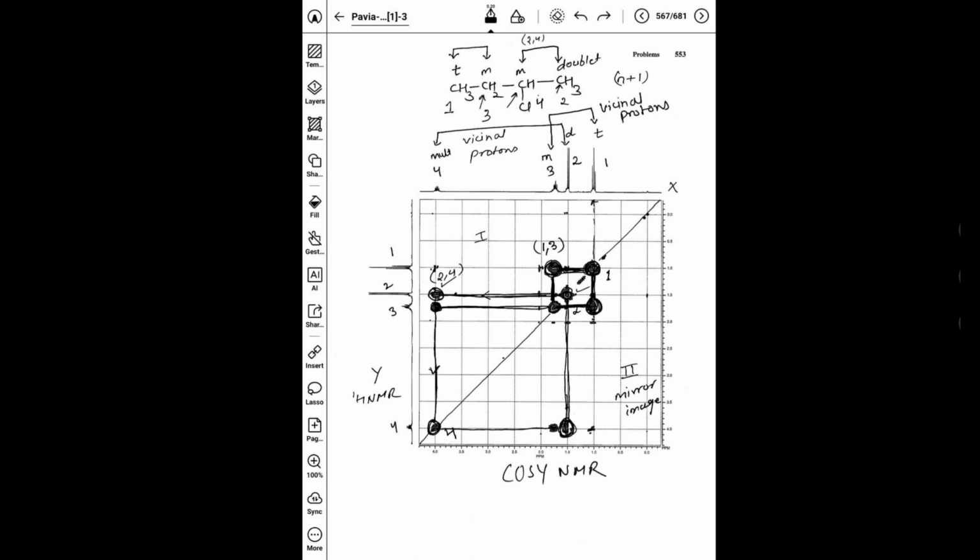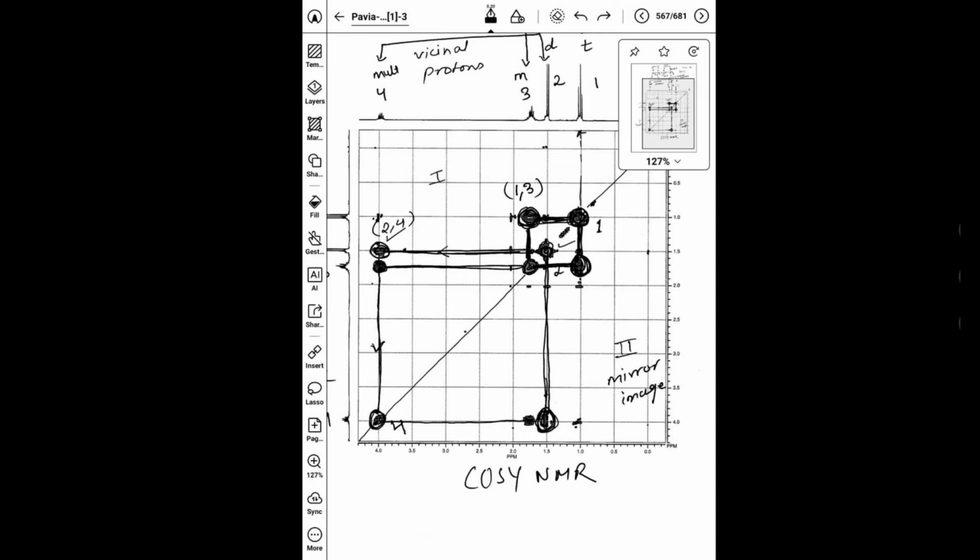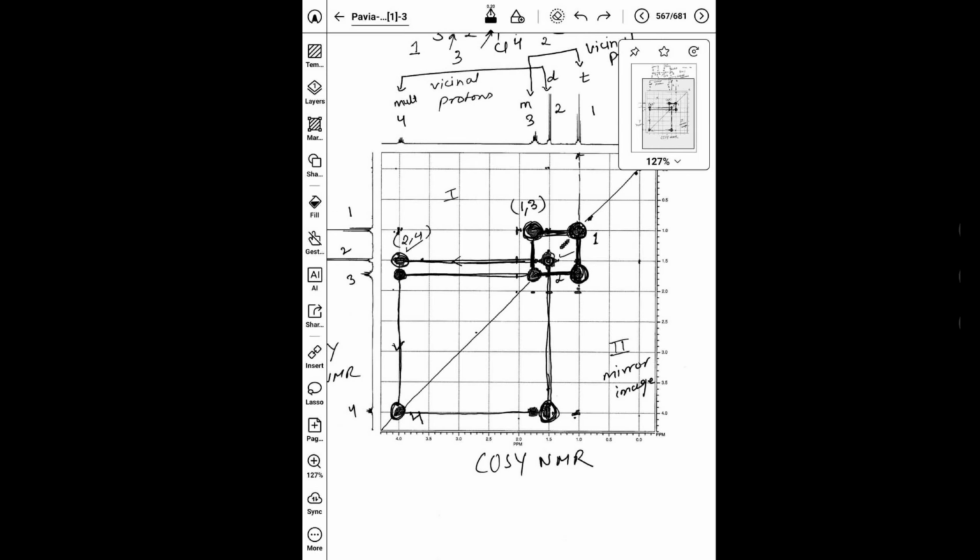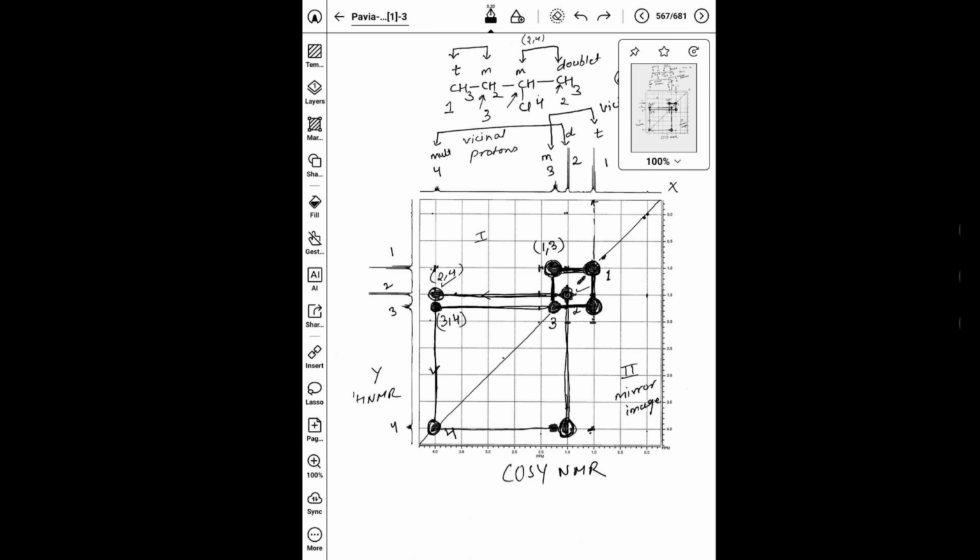So you can see that this 3 is showing the interaction with 4. So the 3 proton is showing the interaction with the 4 and it is here. You can see that this is the 3 and this is the 4, right? So we have found all the interactions and you can connect to make a square also.